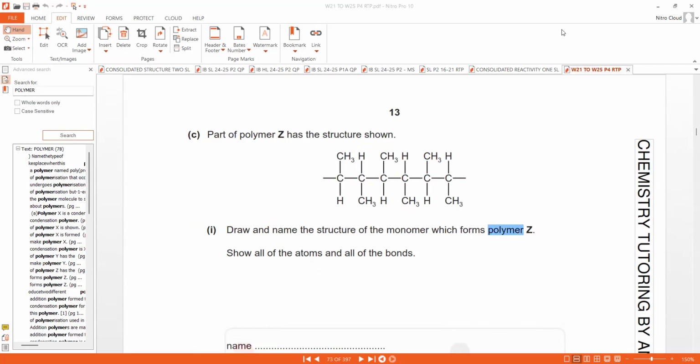Right, so that's all about addition polymers. Condensation polymers, I will record a separate video because that comes in higher level.